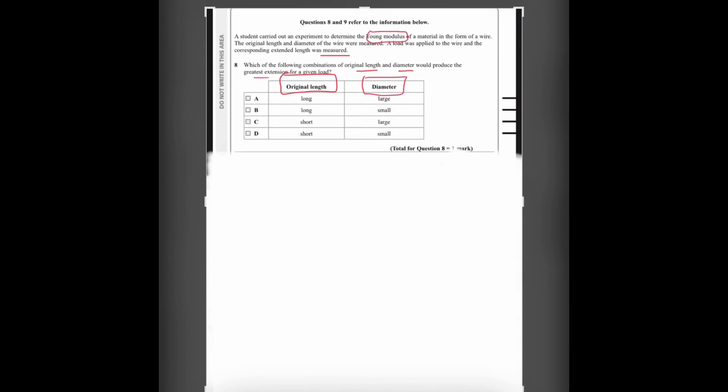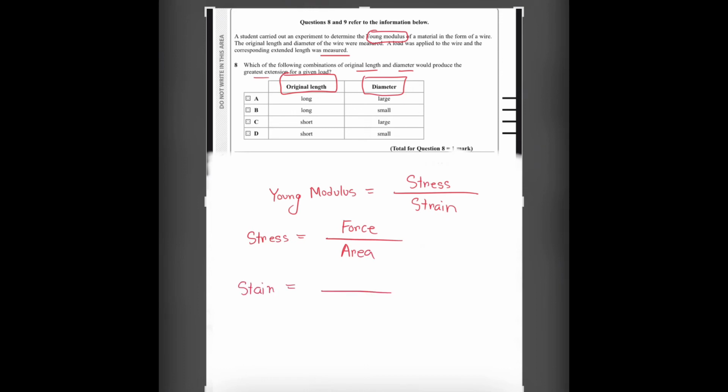So the formula of Young modulus is stress by strain. So stress is force by area and strain is extension by original length. So when the original length is long, there will always be a higher extension.